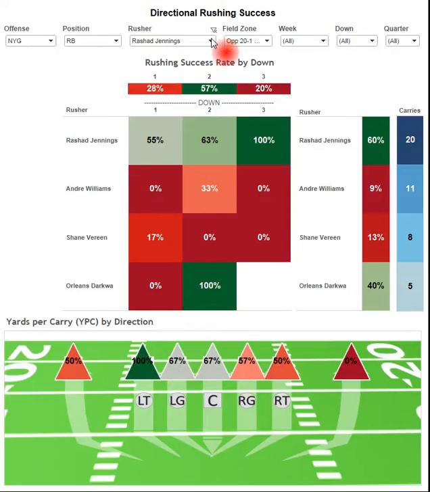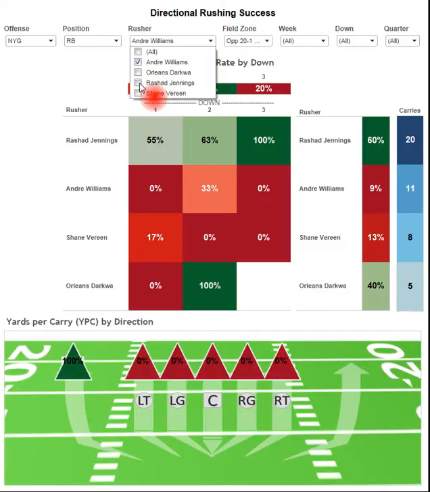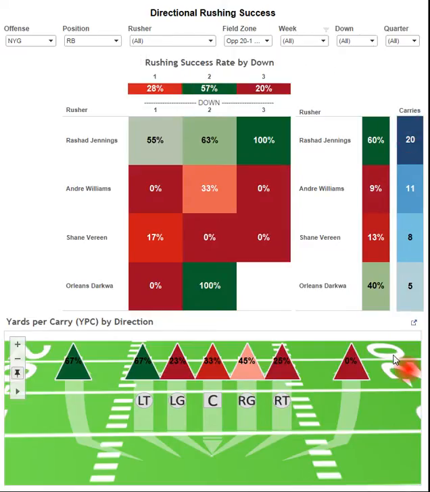but these numbers are extremely good over here. Let's compare him to Andre Williams, for example, and you could see Andre Williams' success rate was absolutely miserable. So this is an easy way to look at a particular team and see how successful their running backs were and where they're running the football to, and how successful they are at those run directions.